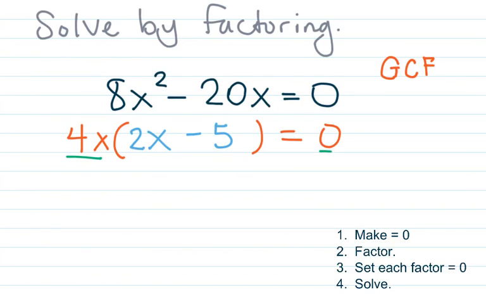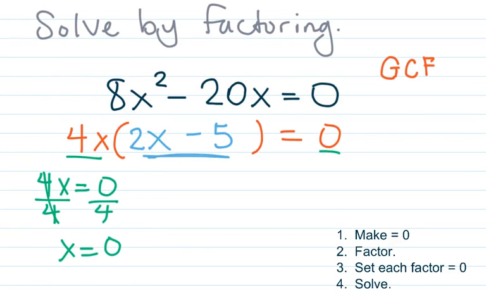So this 4x equals 0. Divide by 4 to get x alone. So x would be 0 still. And then 2x minus 5 also equals 0. Here we have to do adding of 5 as our first solving step.